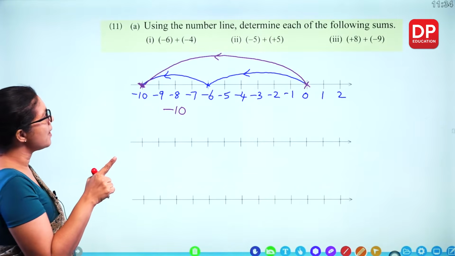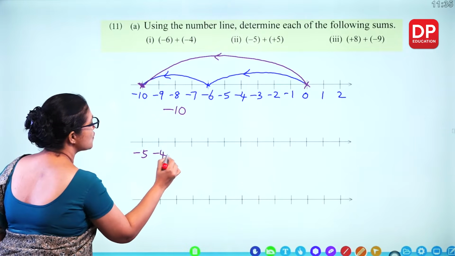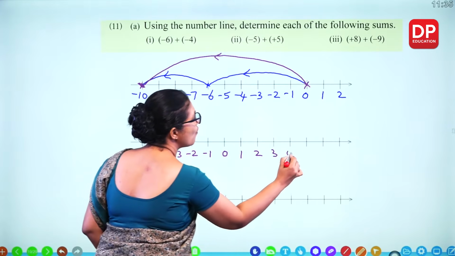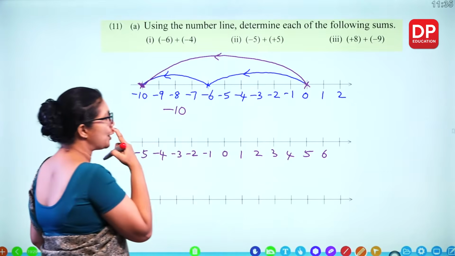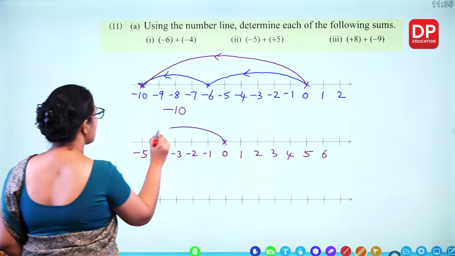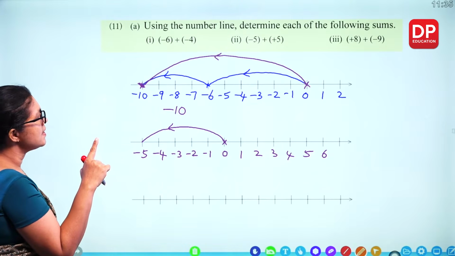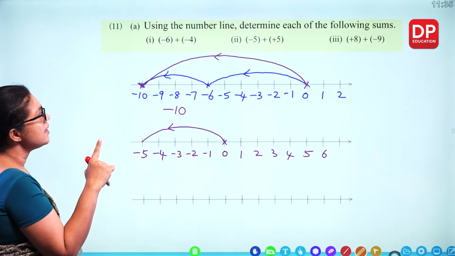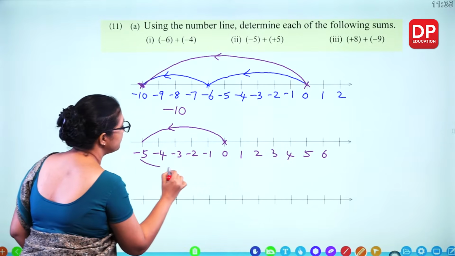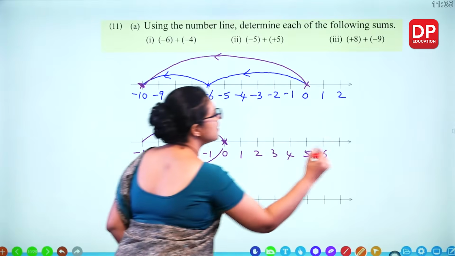Second one, -5 and +5. So we'll use -5, -4, -3, -2, -1, 0, 1, 2, 3, 4, 5 on the number line. -5 means starting from 0, moving to the left, -5. +5 means you are adding 5, so you move 5 places to the right from here. So what's the answer? You get 0.